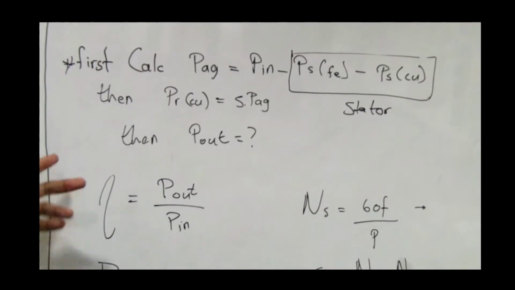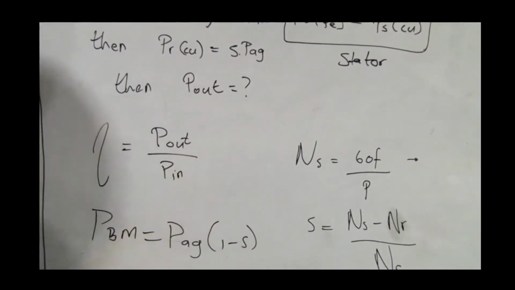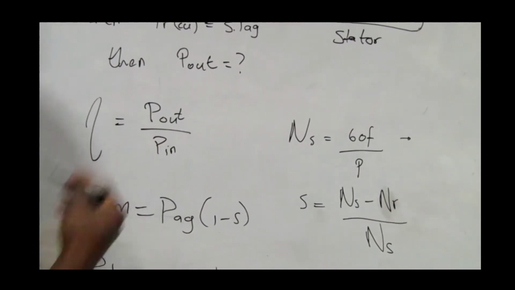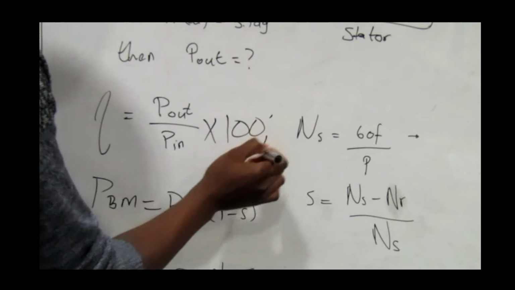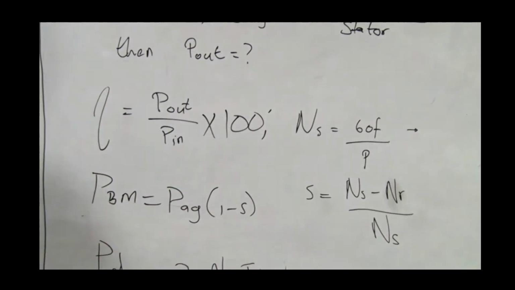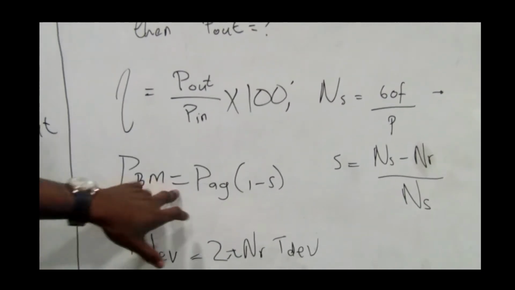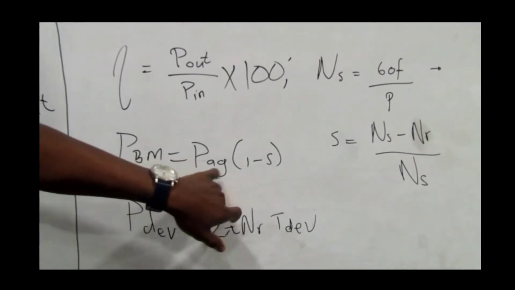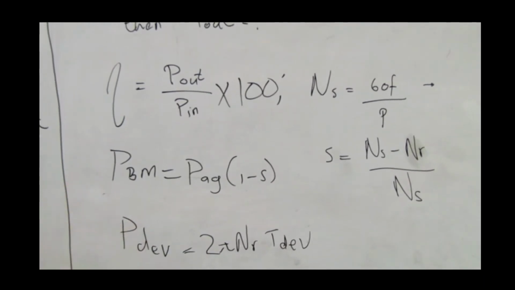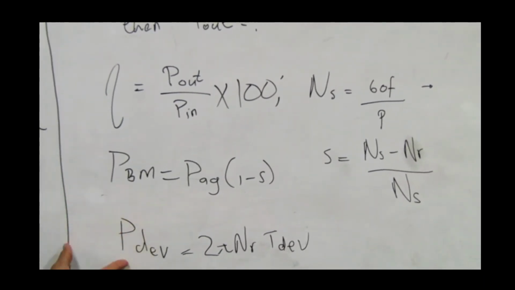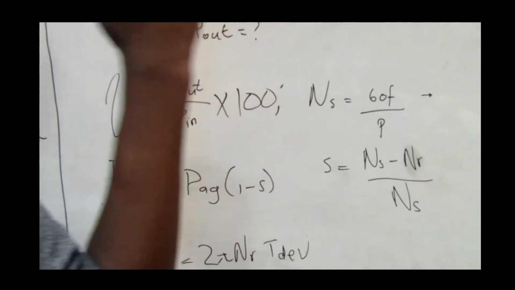Now, as you know, the efficiency of a motor is always P out over P in, so we can calculate the efficiency. If it's given in percentage, we'll always multiply this by 100%. And also, as I've explained here, P developed is given by P air gap times 1 minus s, where s is the slip.